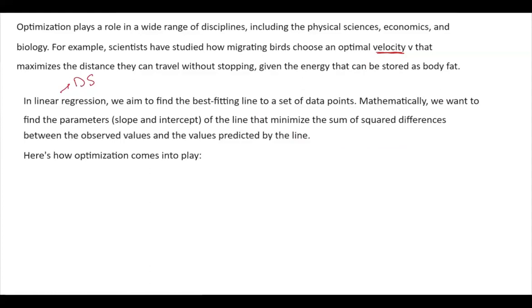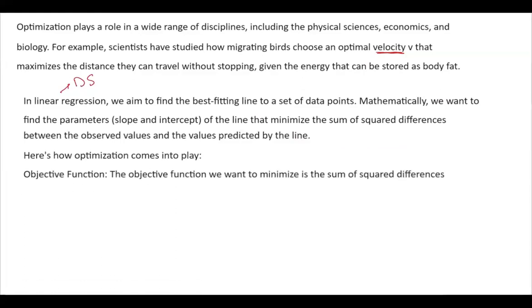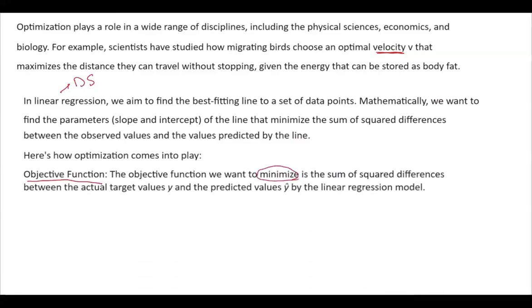Here's how optimization comes into play. First, we come up with the objective function. The objective function we want to minimize, so this is our goal, is the sum of squared differences between the actual target values y and the predicted values y hat by the linear regression model. Mathematically speaking, it is expressed as the sum of (y minus y hat) squared for all data points.